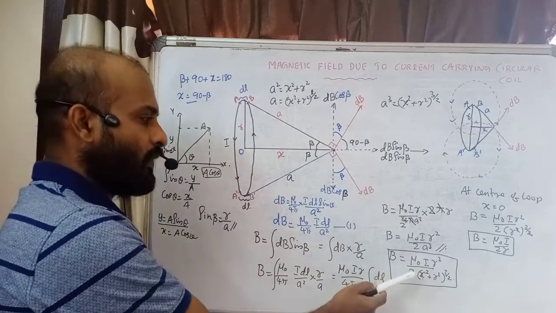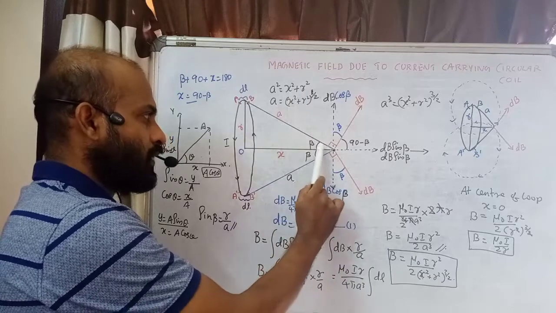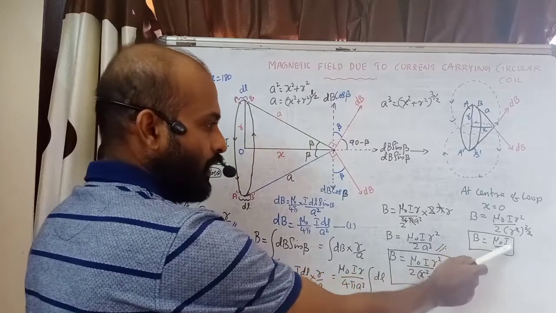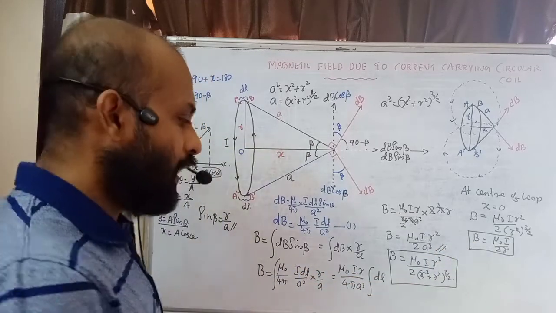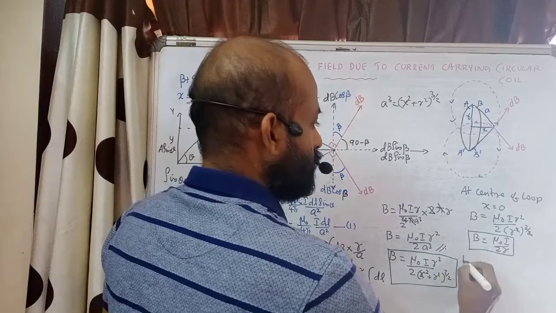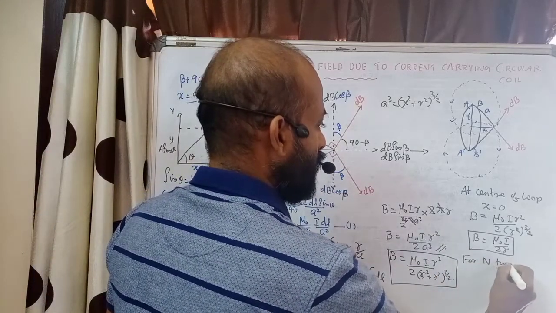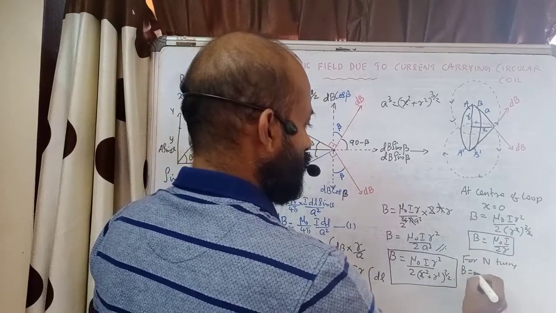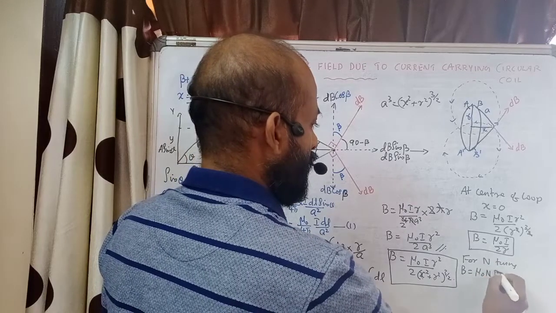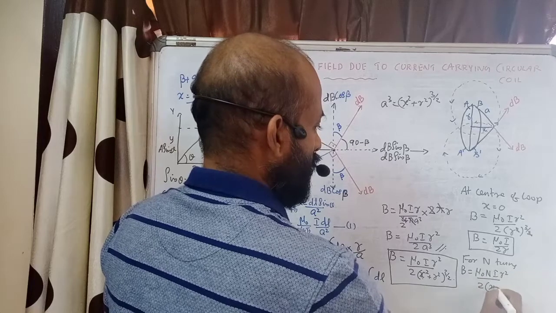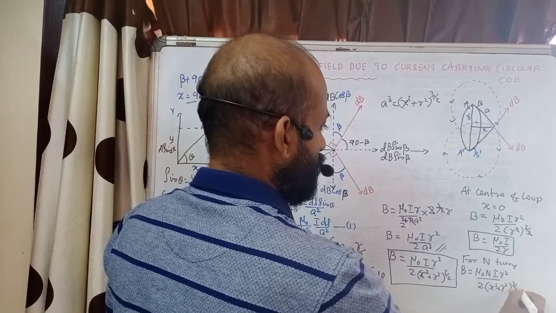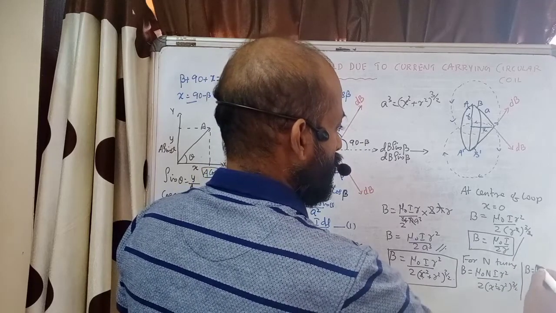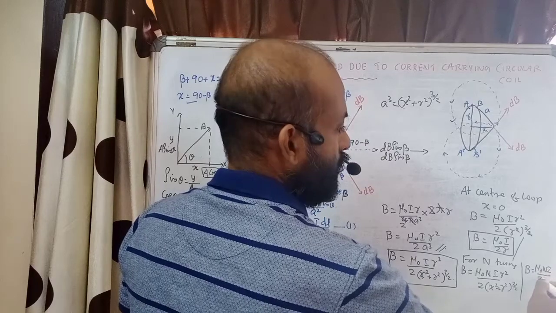Okay. So we have got the value of magnetic field at any point along the axis at a distance x from the center, and also at the center of the circular loop, that is mu 0 I by 2r. This is for a single loop. If you have n loops, what we need to do? For n turns, if n is the number of turns, we need to multiply by n on both the equations. So B will be equal to mu 0 n I r square by 2 into x square plus r square raised to 3 by 2. Here also for n turns, at the center we can write B is equal to mu 0 n I by 2r.